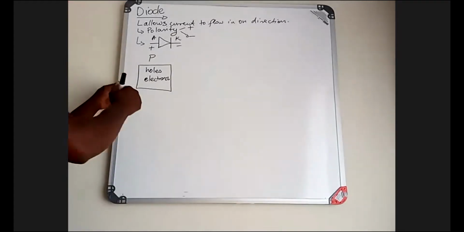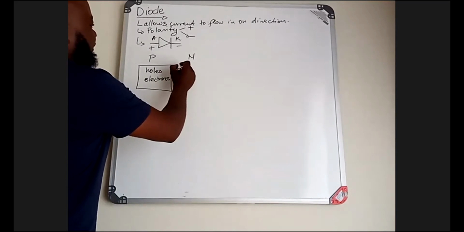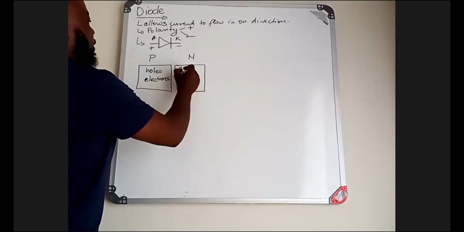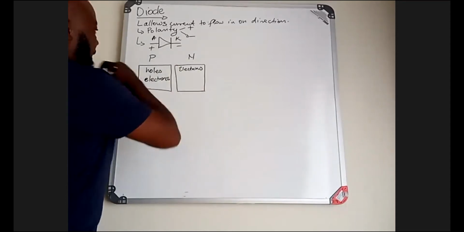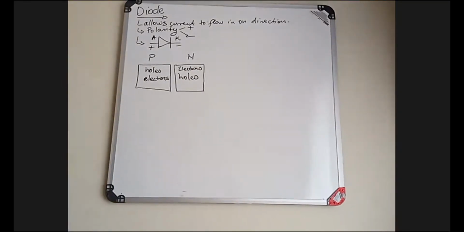Then the next doped region is your N region, on which you will find majority of electrons and minority of holes. Now, in between the two regions, it is separated by what we call a depletion region.